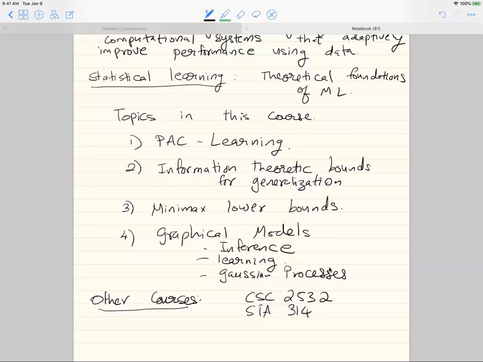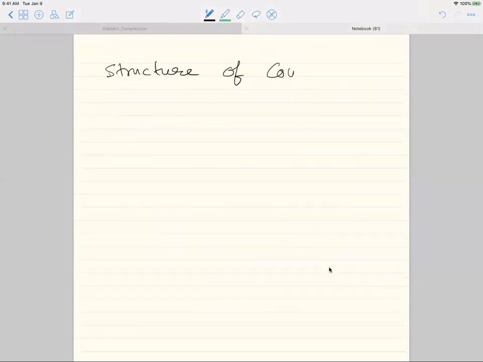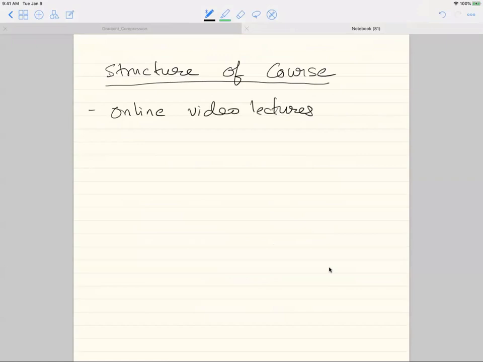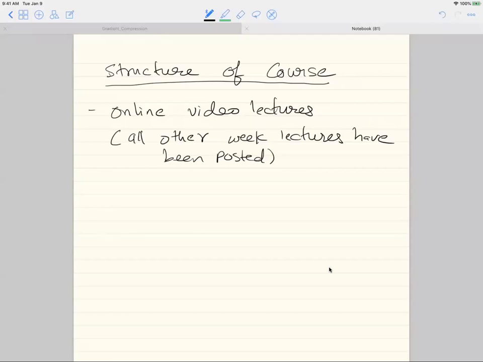The way the course is going to be delivered this semester is that we have online video lectures. In fact, all the lectures have been posted except the first lecture. So all other week lectures have been posted. So really, we won't have an online delivery every week. The lectures are already posted. They were actually from last year, previous semester, but it's basically the same content. So you just don't have to pay attention to the dates and so on that are mentioned during the lectures. But I gave those lectures last semester, and they're all video lectures.